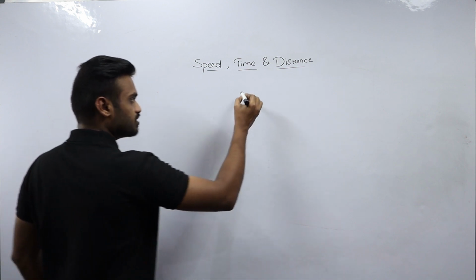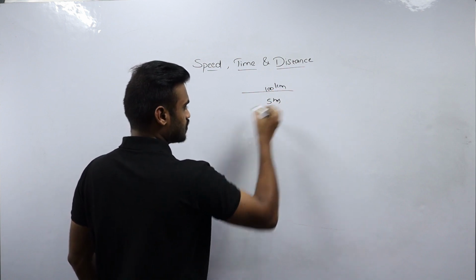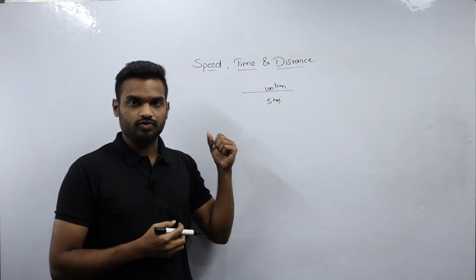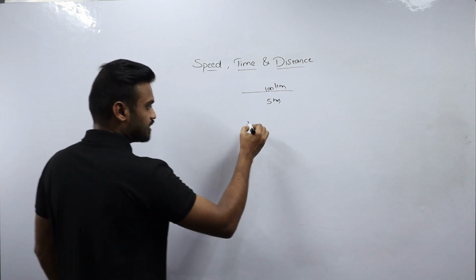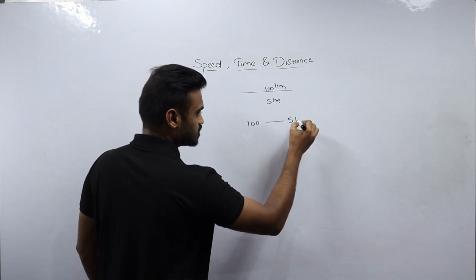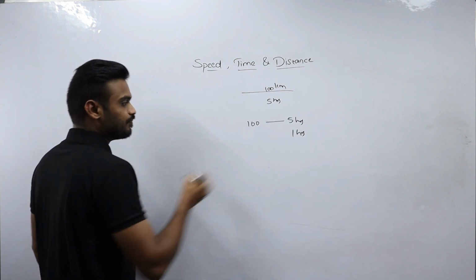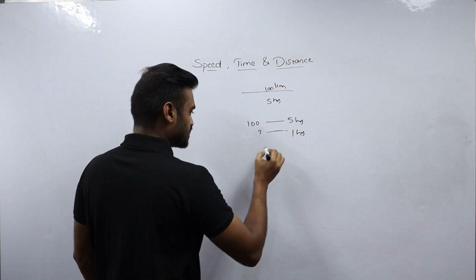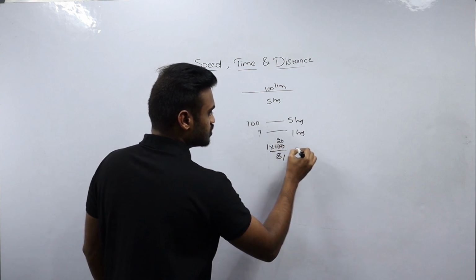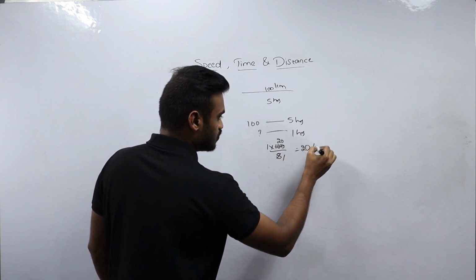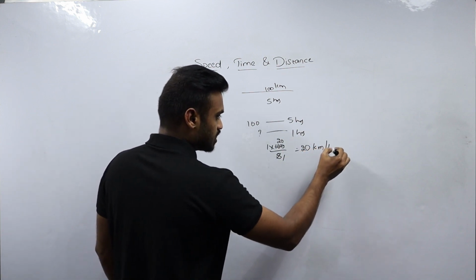I travelled 100 kilometers in 5 hours. Then in 1 hour, how much distance can I travel? If I cross multiply this, I will get 1 into 100 by 5. 5 ones are 5, 5 twenties are 100. So per hour, I can travel 20 kilometers. This can also be called 20 kilometers per hour.